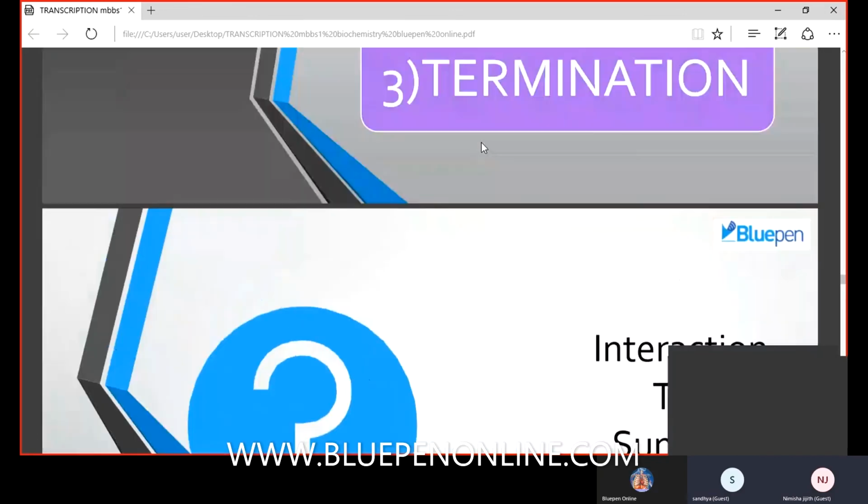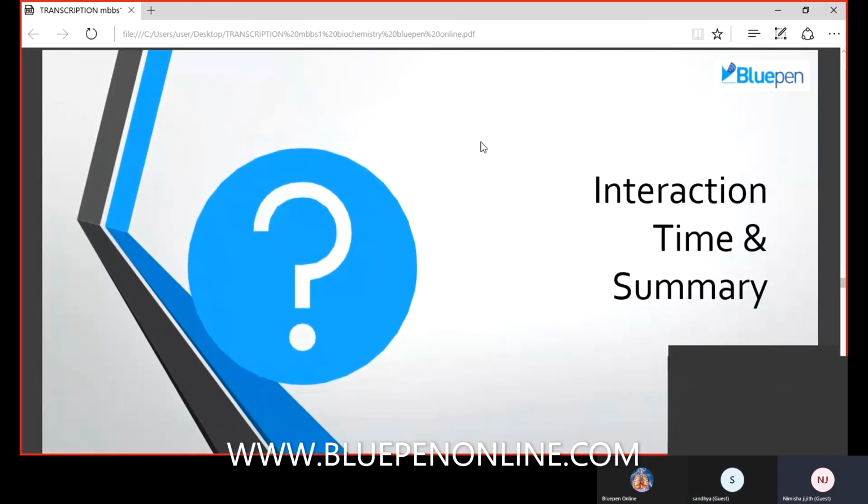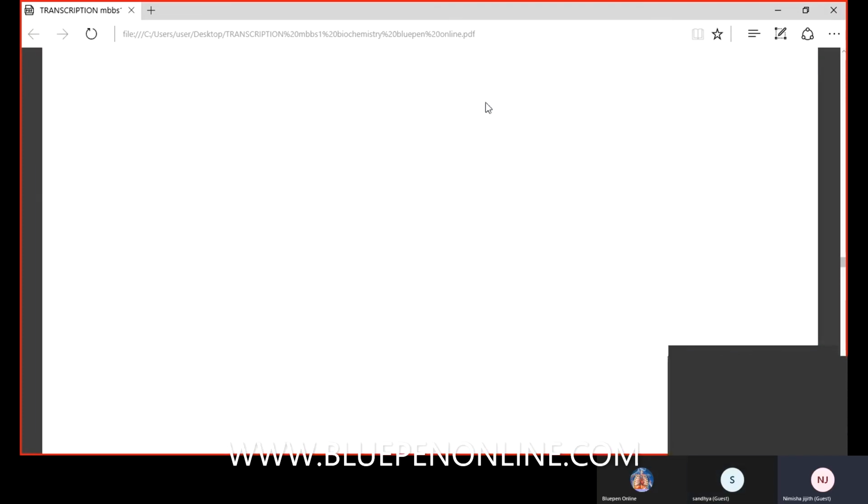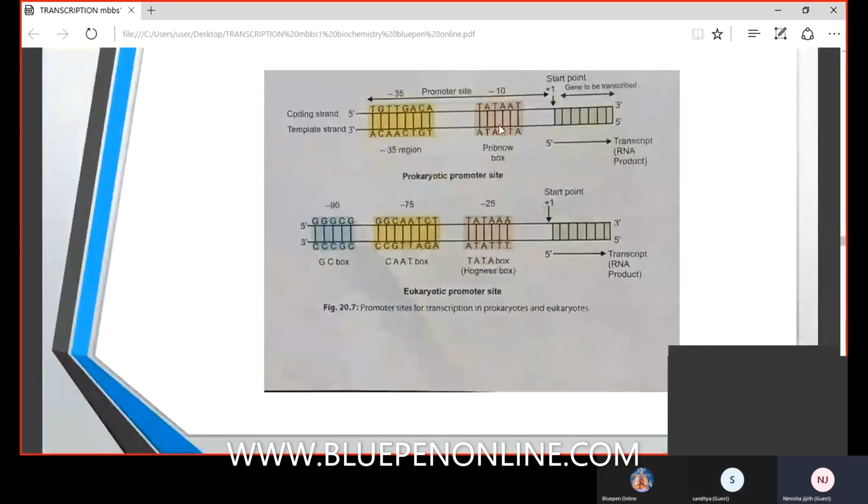The word upstream means there is a particular region in DNA. If we want to find the sequences, in which site can we find them? In molecular biology, we use the terms upstream and downstream. There is a particular point, the transcription unit. Above that unit, before that unit, those sequences are known as upstream. After that unit, it is known as downstream. From this diagram, it is very clear. This is the start point. You can see plus one.